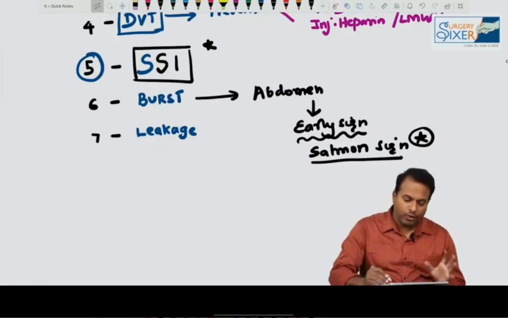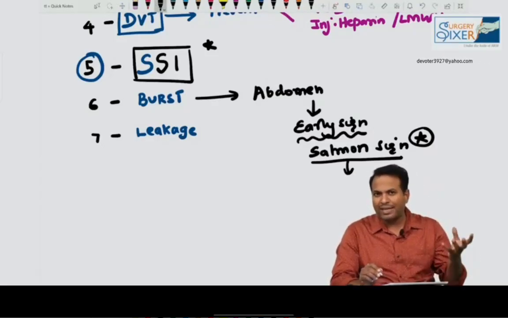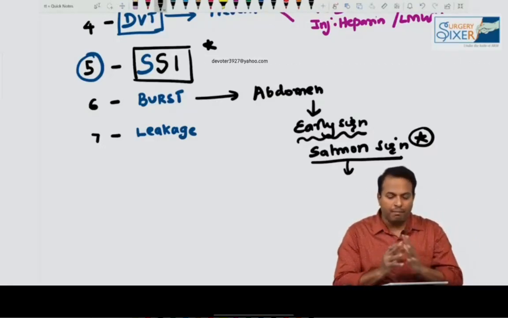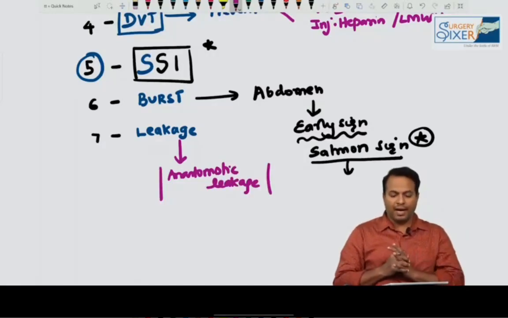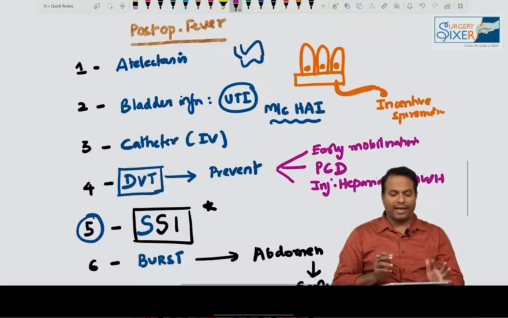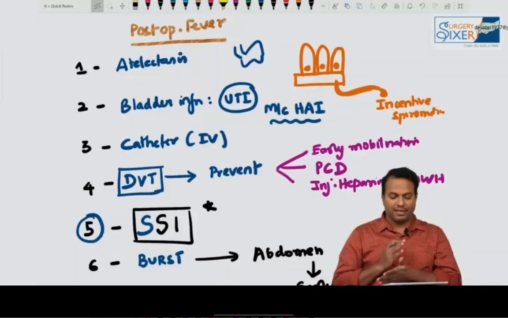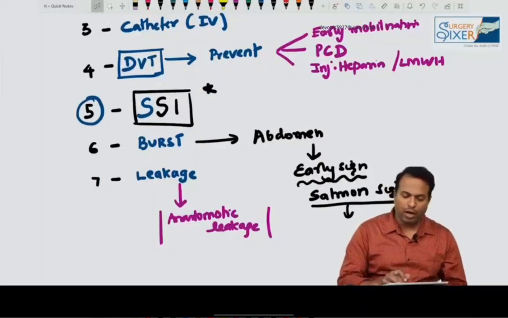And these cases are usually due to some leak inside the abdominal cavity, or there is any collection in the abdominal cavity, gives up and the abdomen bursts up and the bowel contents come out. And 7th day, if a patient who has done anastomosis develops fever, it is usually due to anastomotic leakage. So these are the causes of fever: atelectasis, bladder infection, catheter-related infection, DVT, surgical site infection, burst abdomen, and leakage are the causes of post-operative fever.